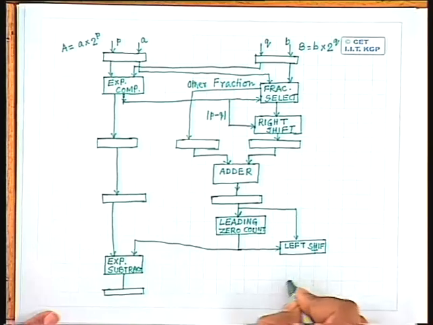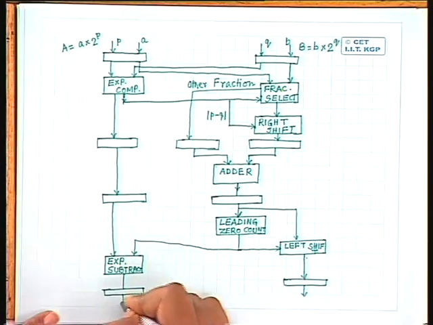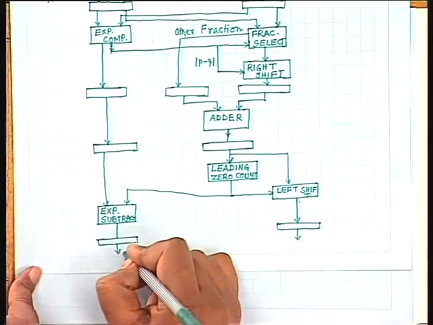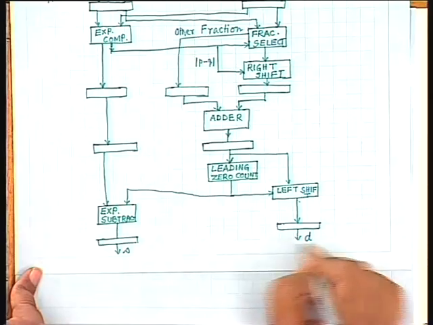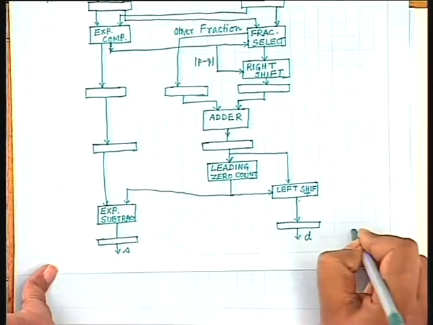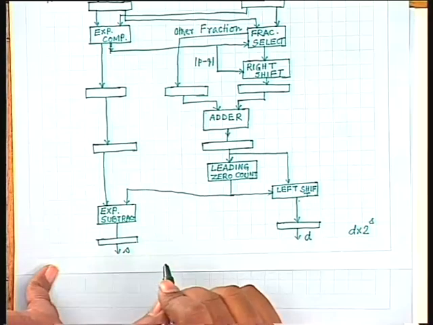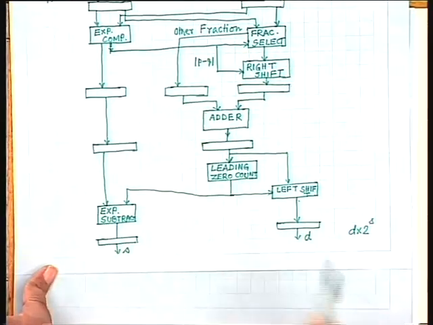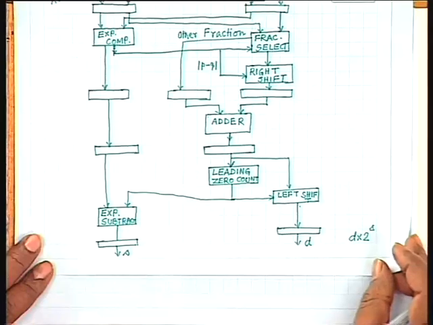So I'll put one more latch here. So here I get the final result, and the final result is in the form, suppose this is the exponent s and this is your fraction part d. So your final result will be simply d into 2 to the power s. Okay. So this can be a total pipeline architecture for addition of two floating point numbers.